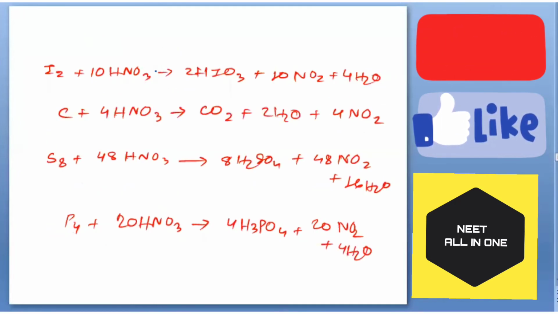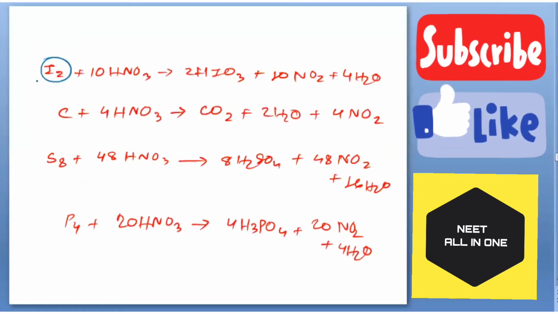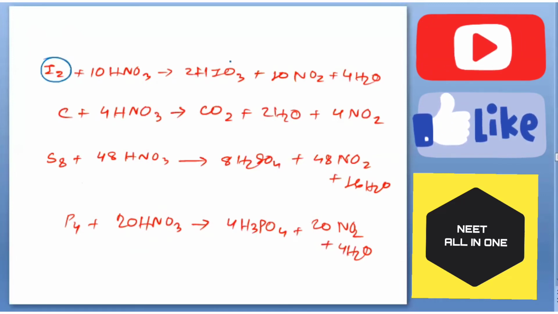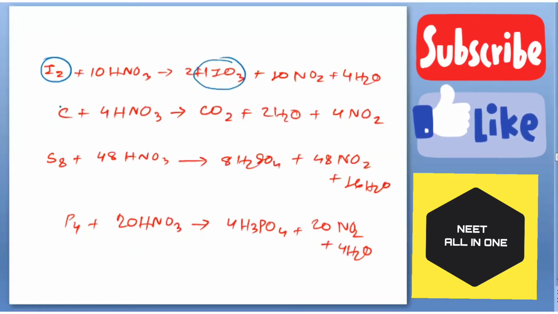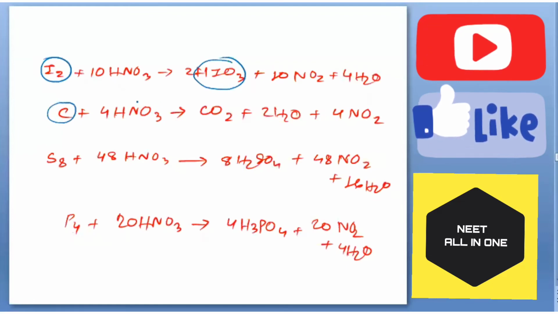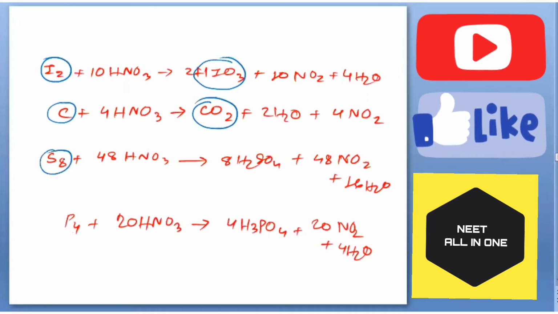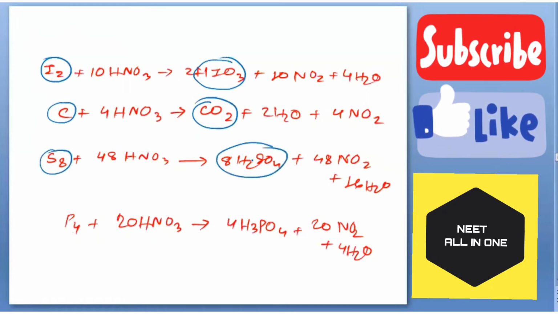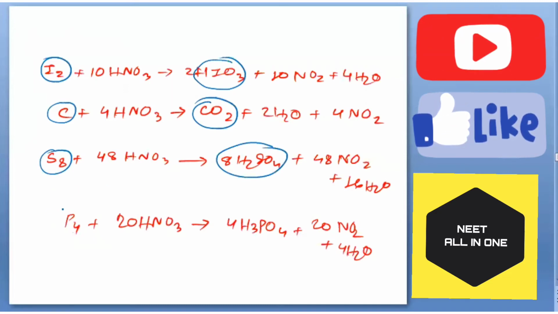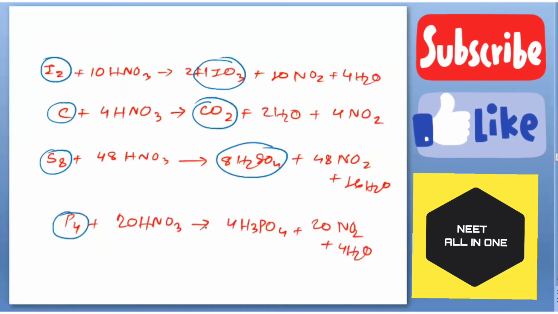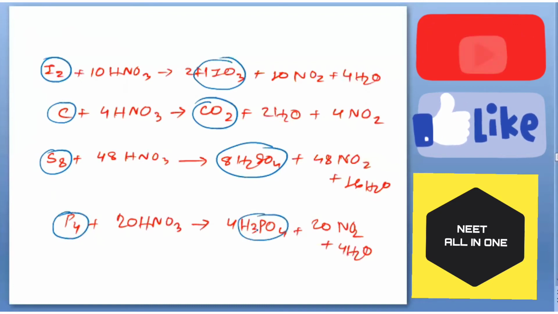Next, HNO3's oxidizing property is shown here. If it is reacted with I2, it gives us the respective acid, that is HIO3. If it is reacted with carbon, then it forms CO2. If it is reacted with S8 or sulfur, then it gives us H2SO4. And in case of phosphorus, it gives us H3PO4 or phosphoric acid. Now as you can see, the byproducts are the same, that is NO2, NO2, NO2 and H2O.